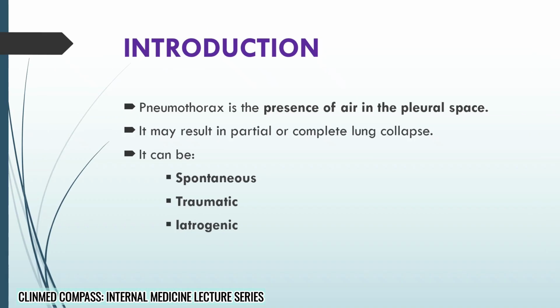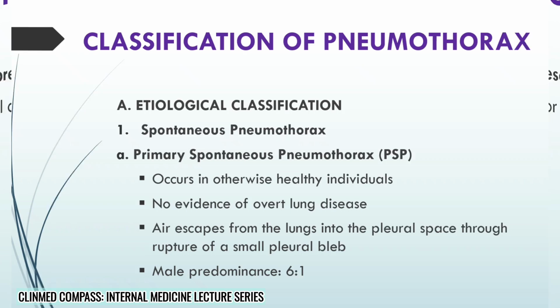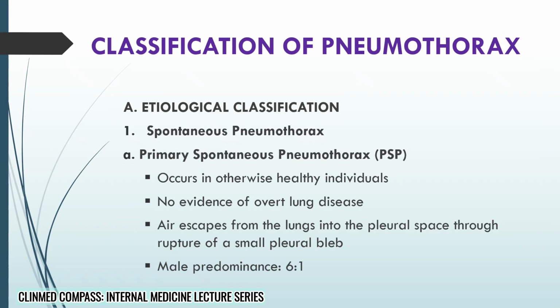Pneumothorax refers to the presence of air in the pleural space. It may result in partial or complete lung collapse. It can be spontaneous, traumatic, or iatrogenic. Classification of pneumothorax. We'll start with the etiological classification.